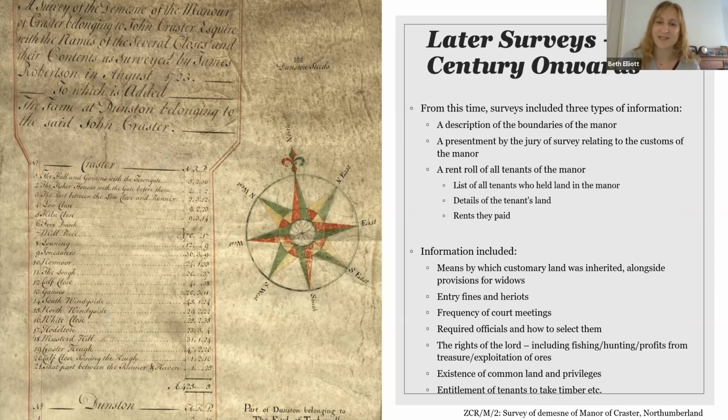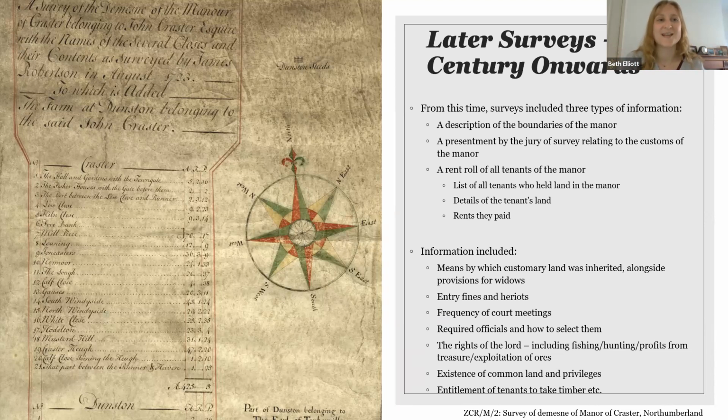So means by which the land was inherited, provision for widows, entry fines and heriots, again, so we see that term coming up. Frequency of court meetings, required officials, and as I mentioned earlier on, rights of the lord. So what were his rights to fishing, hunting, profits from treasure, exploitation of ores, existence of common land and privileges, entitlement of tenants to take timber. So there's just so much information that we can gain from these. They really are very information rich surveys in general, but certainly 16th century onwards if we are starting with those later ones and working back.